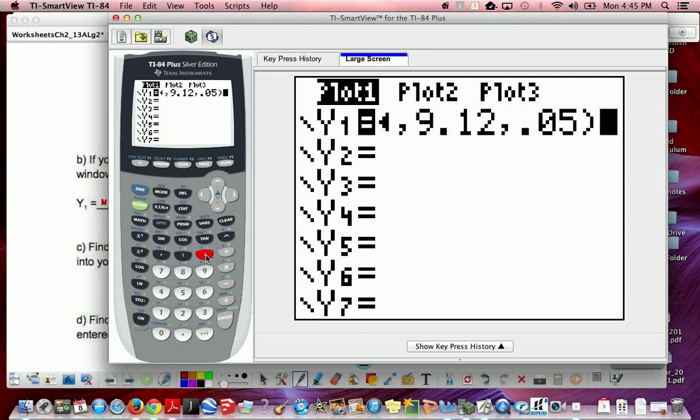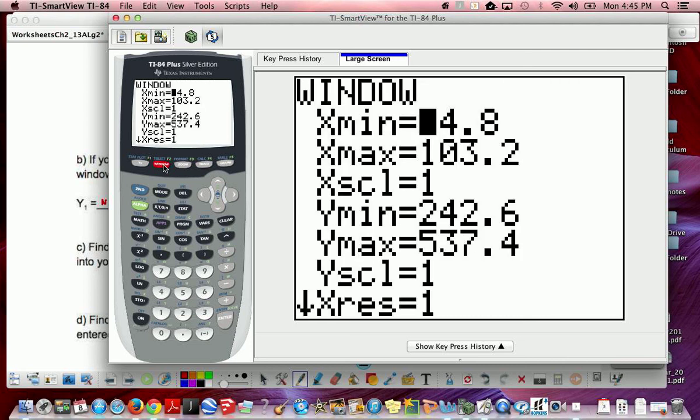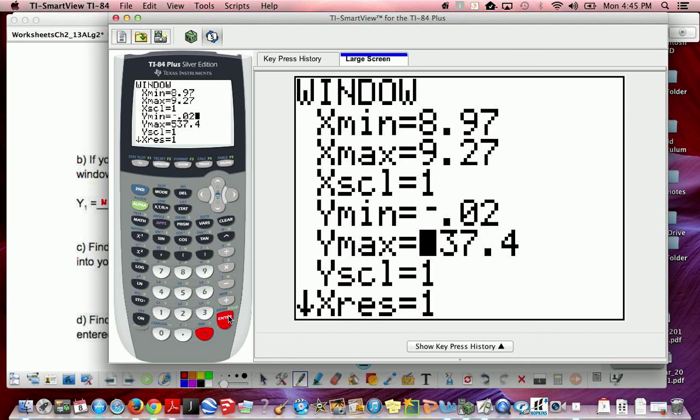Then, if I go ahead and hit graph, it'll probably say invalid dim, or it might not show up. That means I need to quit and go to my window and change my window appropriately. As you can see, the values are totally different based on a different problem. That's where you type in the 8.97 for your min. For your max, you're going to put 9.27. Keep your scale at 1. Your y min, you type in at negative 0.02. And your y max, in this case, was 8. Keep your scale at 1.